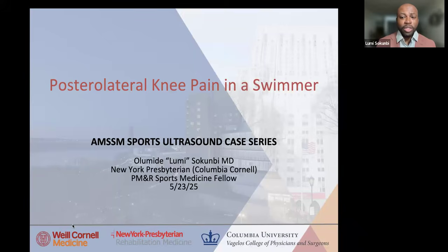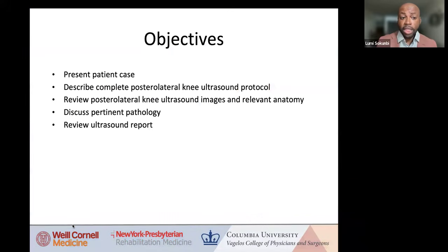I'm Lumi Sokunbi, and today we'll go over posterior lateral knee pain in a swimmer. The objectives of this talk are to present a patient case, to describe the complete posterior lateral knee ultrasound protocol, to review the ultrasound images and relevant anatomy, discuss pertinent pathology, and to review an official ultrasound report.